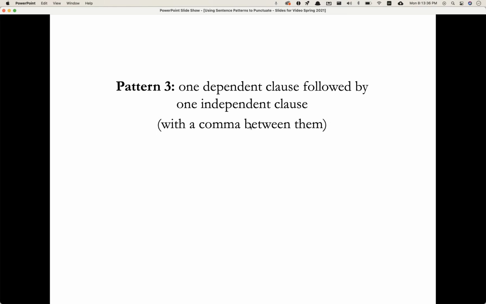The third pattern is one dependent clause followed by one independent clause with a comma between them. So while in English you can do the independent clause first and then follow it with a dependent clause, and you don't need a comma, if you reverse the order, then all of a sudden a comma is required. This is one of the most important comma rules in English.